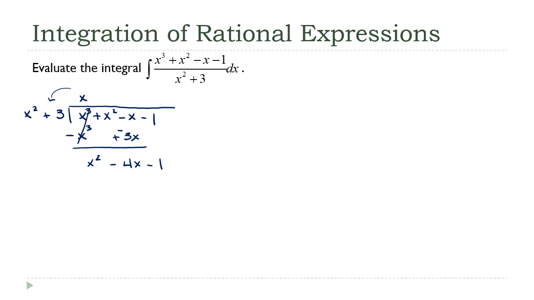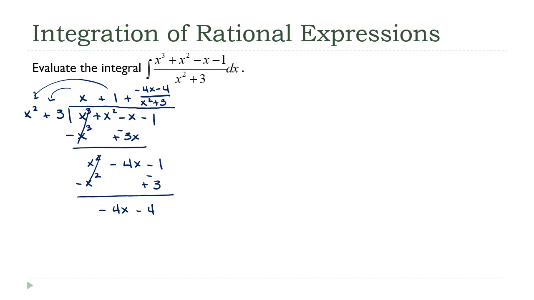So now I'll put a 1 here. And if I multiply again, this is x squared plus 3. Just like before, we subtract. Those go away. This is minus 4x minus 4. And that's my remainder. Right? So this is plus minus 4x minus 4 over x squared plus 3.